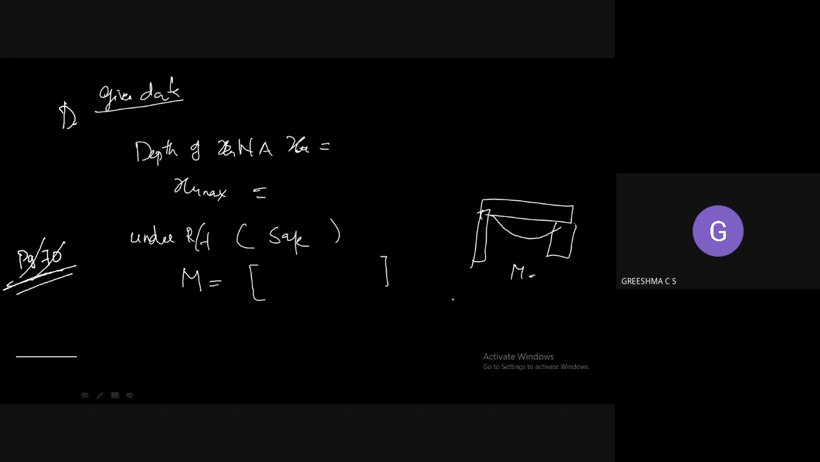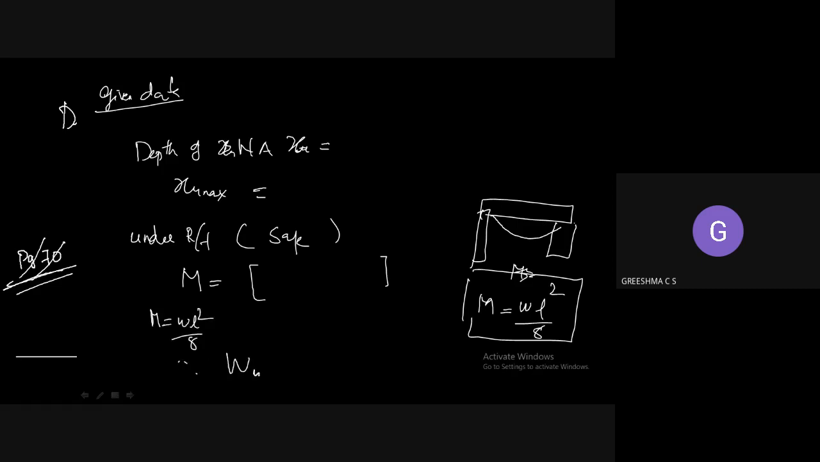Moment നിങ്ങൾക്ക് അറിയാം. അങ്ങനെയാണെങ്കിൽ moment M is equal to w L square divided by 8. So from this equation we can find out w, that is 8M divided by L square. You will get the uniformly distributed load. That's all. Very simple problem. So this is a tutorial section. Please note it down. Separate ആയിട്ട് ഒരു ബുക്കിൽ വെച്ചിട്ട് നിങ്ങൾ ട്യൂട്ടോറിയൽ സബ്മിറ്റ് ചെയ്യണം.